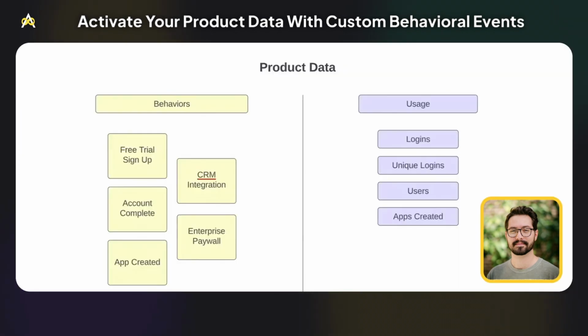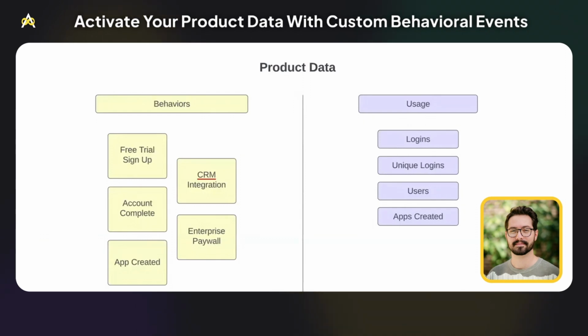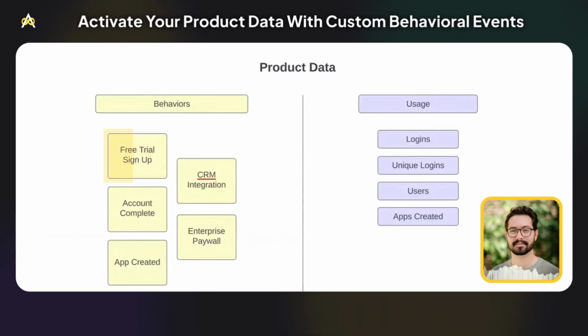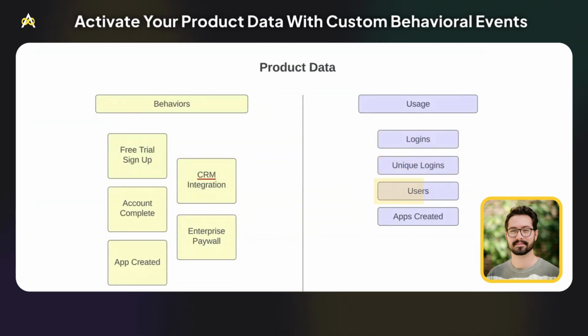Let's talk about the product data that this company cares about. So when we think about product data, usually there are two large buckets that we distinguish between. The first is behaviors on the left-hand side, and the second is usage on the right-hand side. An example of a behavior that they care about would be a free trial sign-up or whether or not they've completed their account. From a usage perspective, they care about how many times someone's logged in, how many logins total, or how many users or apps were created using their product.